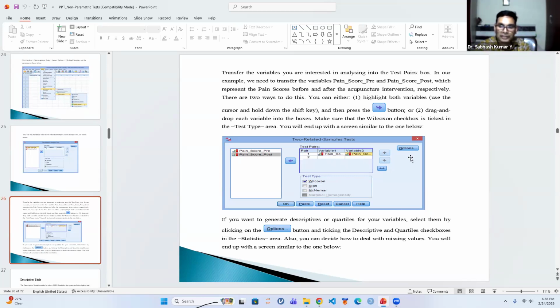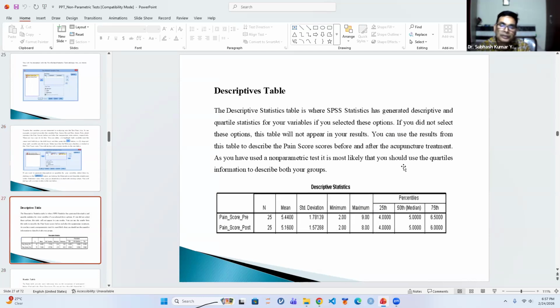So this way, you can go in a similar fashion. You can go for the options as well. There you will see descriptive statistics and quartiles. If you have checked the descriptive statistics, this table will be made there: pain score pre and pain score post surgery, say any surgery.